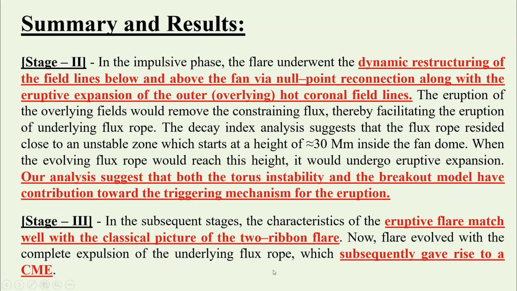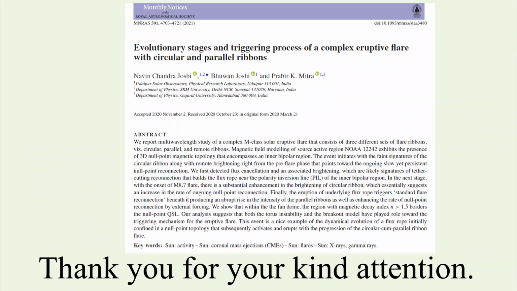And then in the third stage, we have an eruptive flare. We have the eruption of the flux loop, which quite nicely matches the classical picture of the two-ribbon flare. And subsequently, it gives rise to a CME. So these are the different stages of the flare we can explain. This work is already published in the Monthly Notices of the Royal Astronomical Society, and for more information you can go through this paper online and read more about this event.